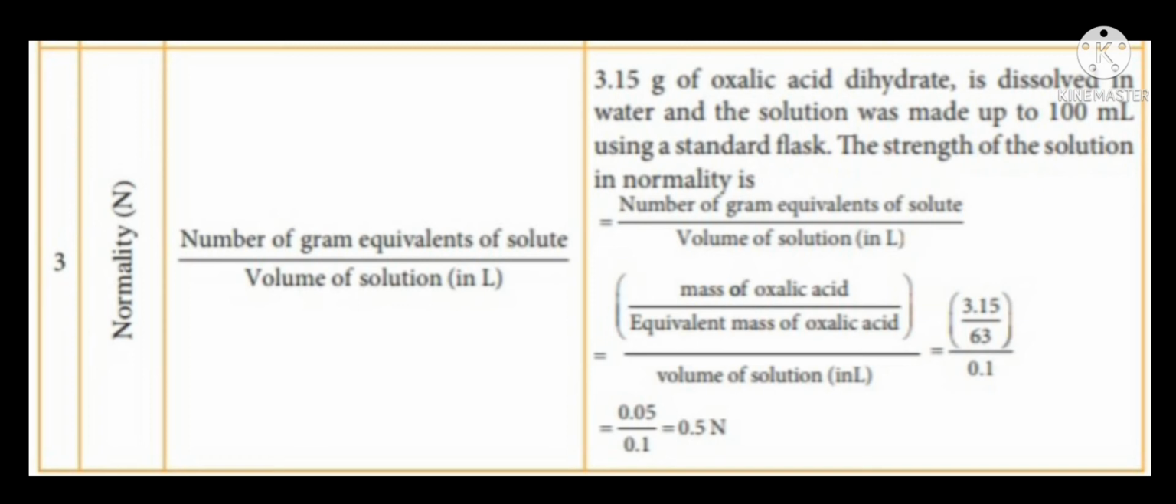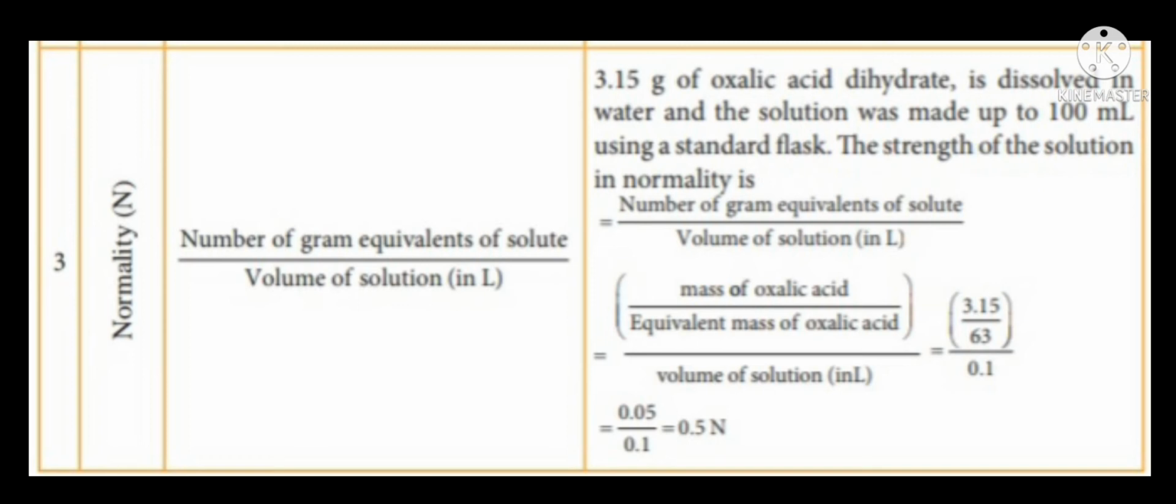The solvent is water. The strength of the solution in normality is given by number of gram equivalents of solute divided by volume of solution in liter. The number of gram equivalents of solute is given by mass of oxalic acid by equivalent mass of oxalic acid whole divided by volume of solution in liter. The values to be substituted here.